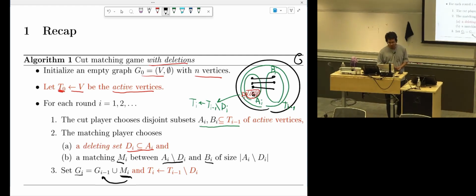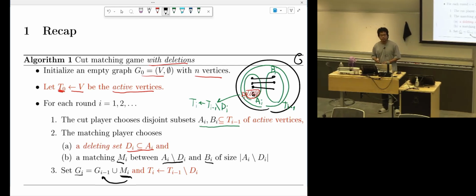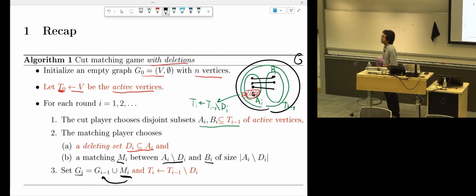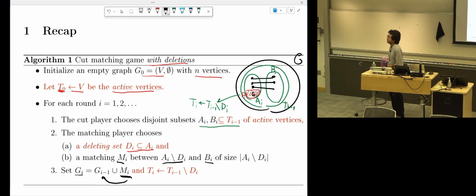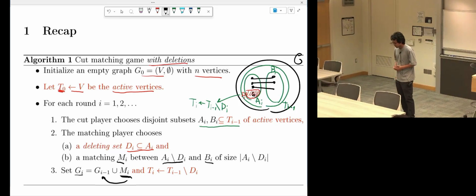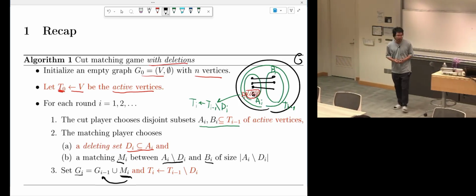Can you recall what is the guarantee that we say about this game? After log square rounds, what happened? I think if you can find the matching every time, there is still an expander on the sets you remain at last. I think TI is still an expander. TI is expanding. Yeah, exactly.